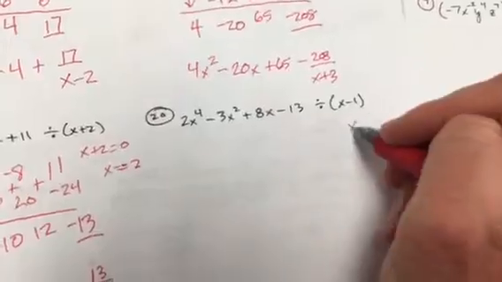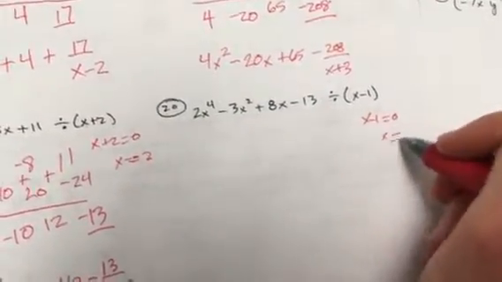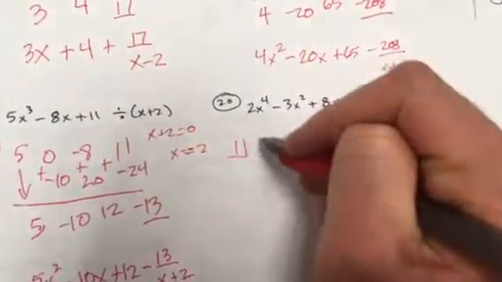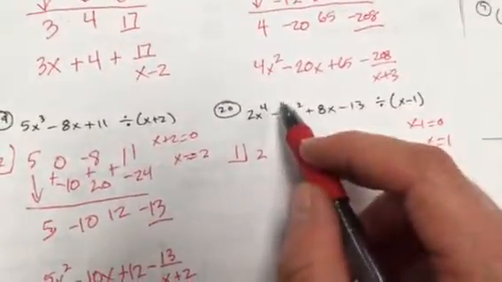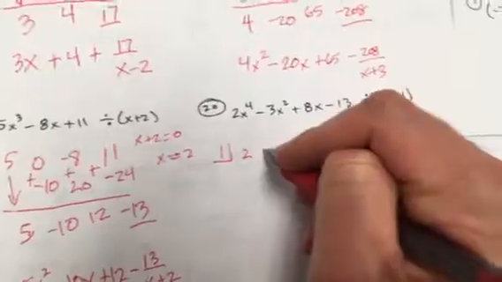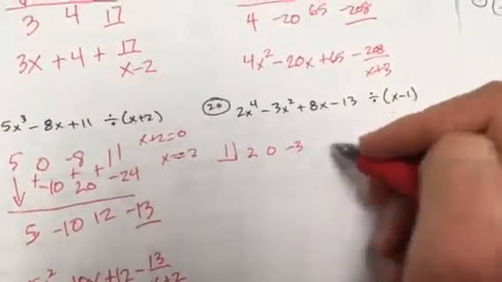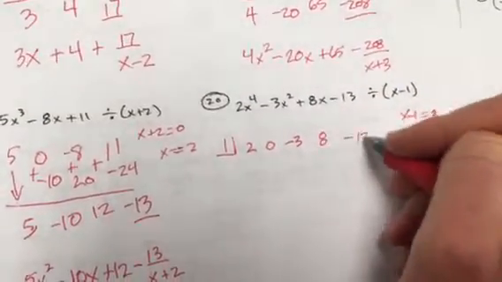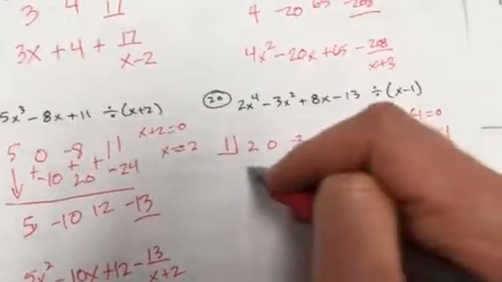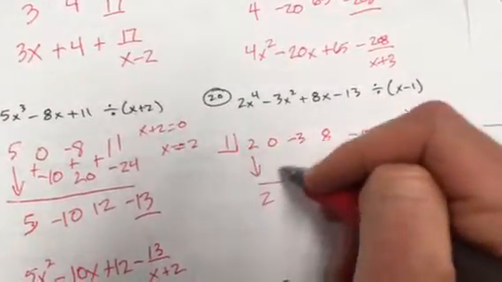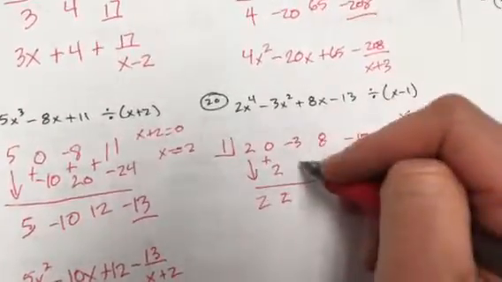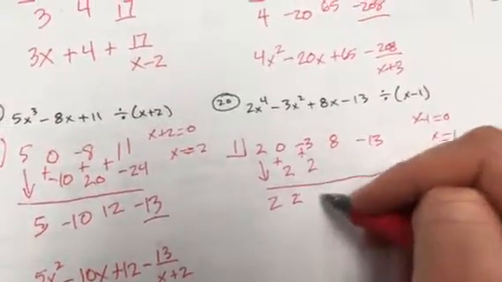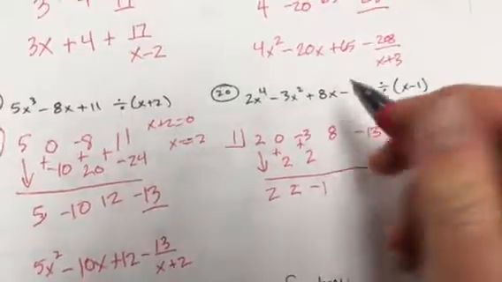Finally, on this one here, set x minus 1 equal to 0. You get x equals 1, 1 goes in the cubby. 2 for x to the fourth. 0x to the third. There's no x to the third term, so you put 0. Minus 3 for x squared. 8 for x, minus 13. Bring the 2 down. 2 times 1 is 2. Add them together, you get 2. 1 times 2 is 2. Add these together, negative 1.